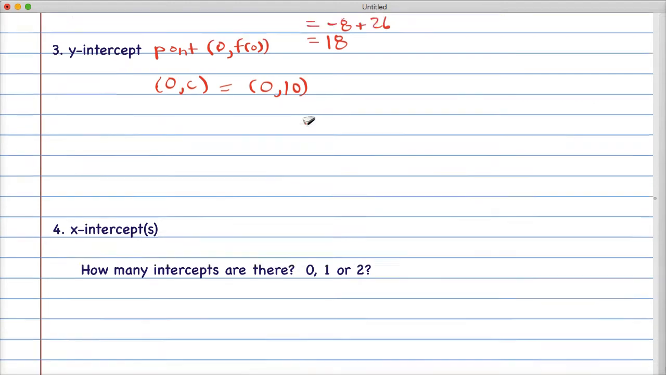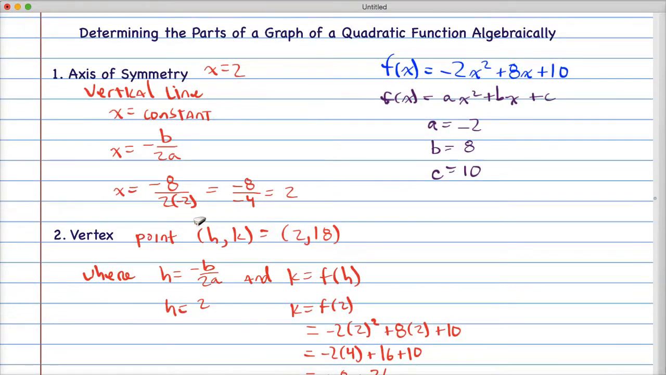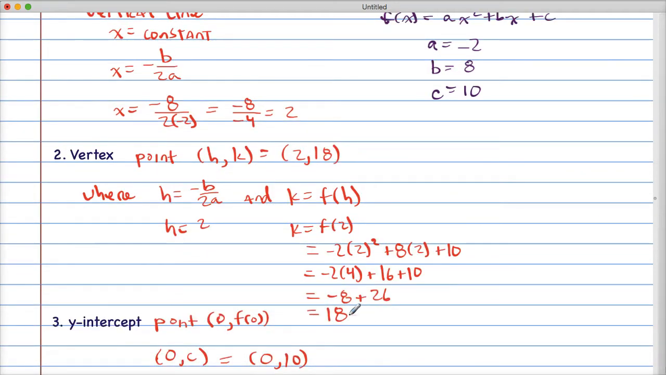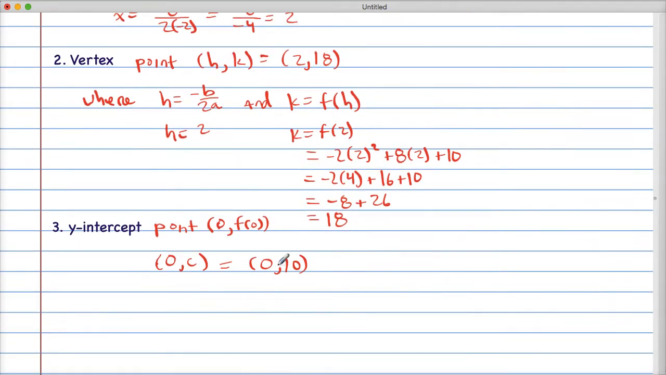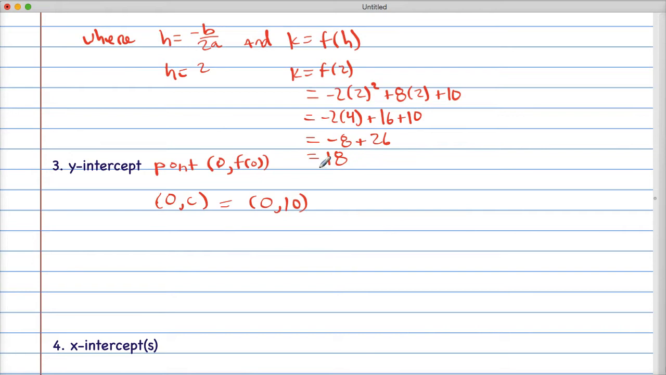So really, so far, the only work that I've really had to do was to find the axis of symmetry. I plug in negative b over 2a for x, and I evaluate that. That gives me the x-coordinate for my vertex, and so that part's already done. Then I just plug it into the function, so I evaluate f of 2, and that gives me k. So I have my vertex. And now the y-intercept is really simple. It's just essentially the point (0, c), which is 10. And again, I'll talk about interpreting all of this in terms of the graph in a video tomorrow.